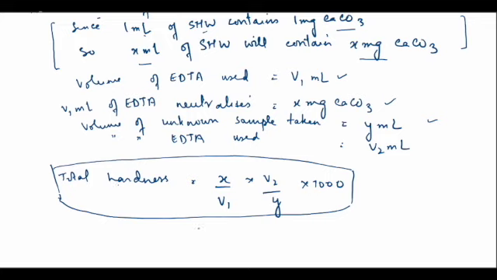How do we come to this particular expression? I can explain that part also, because V2 ml of EDTA is equivalent to Y ml of unknown sample. But if it is 1 ml of EDTA, then how much unknown sample? It will be X upon V1 into V2, in terms of milligrams of calcium carbonate. So finally we get the total hardness as X over V1 into V2 over Y into 1000.